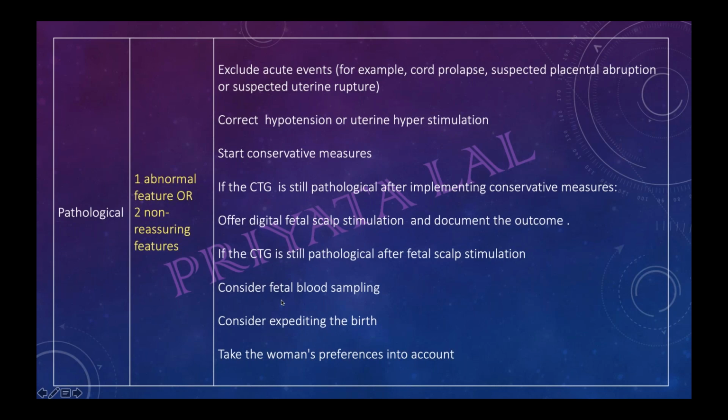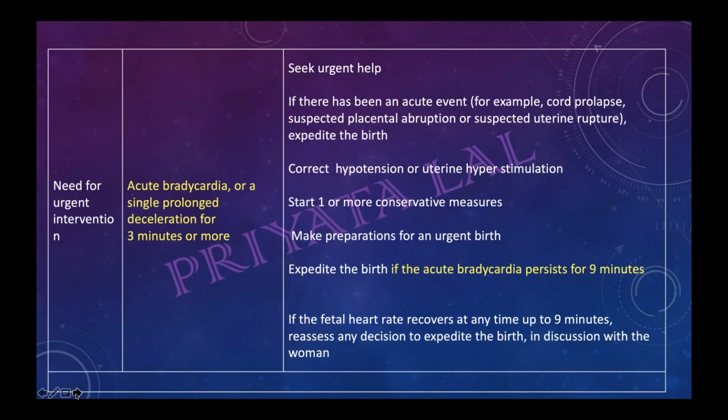Conservative measures first, then review CTG, still pathological, go for scalp stimulation. If scalp stimulation shows acceleration, you are happy, no worries. But if it is not showing acceleration or there is no response, then the next step will be fetal blood sampling. This is the hierarchy they follow. Is it clear now? Yes, thank you.